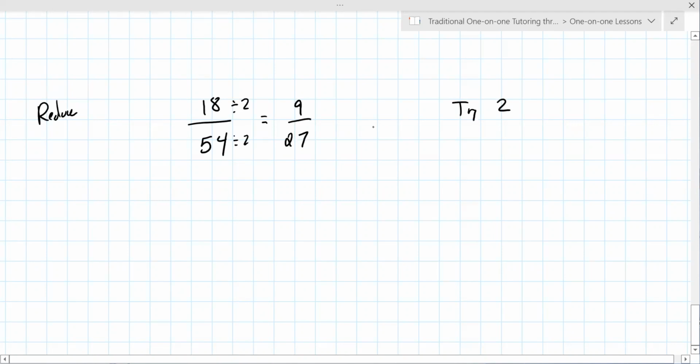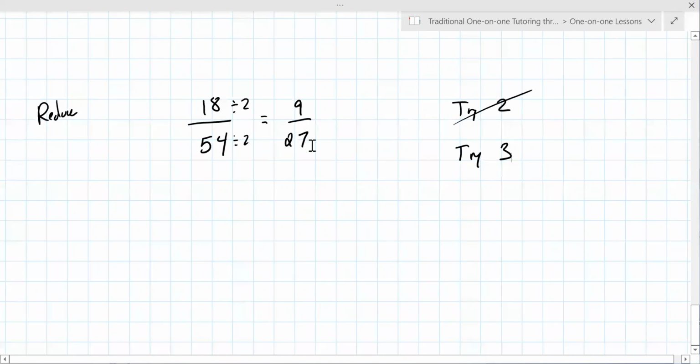Okay, so it might be something like, reduce 18 over 54. So you try 2. Both of these are divisible by 2. 9 and 27. But now 2 doesn't work, because they're both odd. So you're like, all right, done with 2. Now let me try 3.